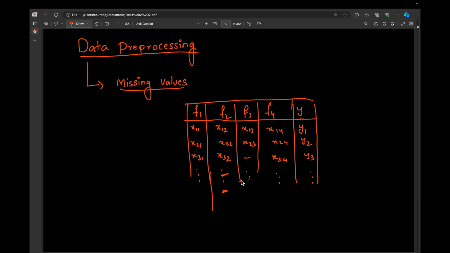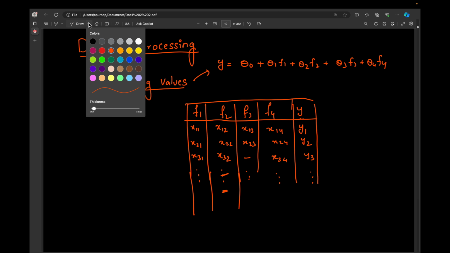So in such a case, what can we do? Let's take the example of linear regression itself. What will be our hypothesis? Our hypothesis will be something like this: y equals theta naught plus theta 1 f1 plus theta 2 f2 plus theta 3 f3 plus theta 4 f4. As we have four features, my corresponding hypothesis might look something like this, right?